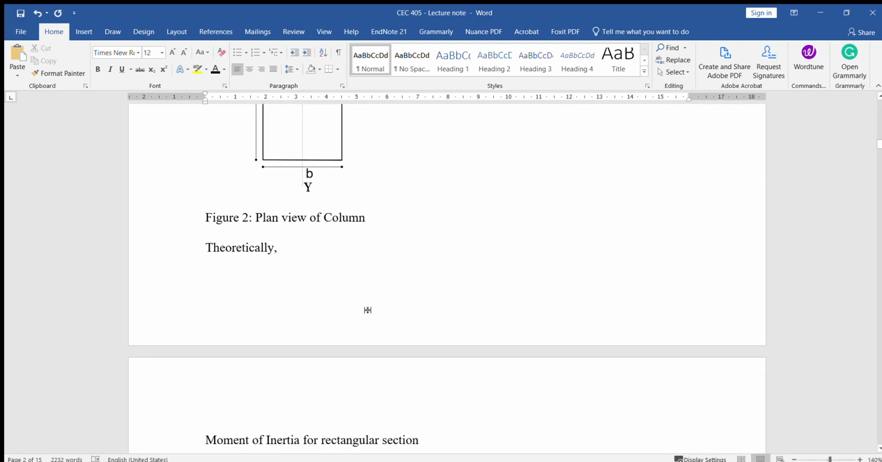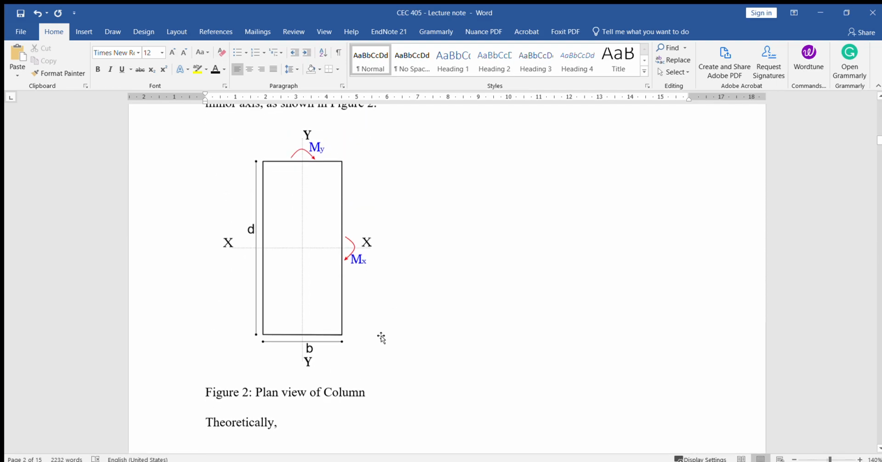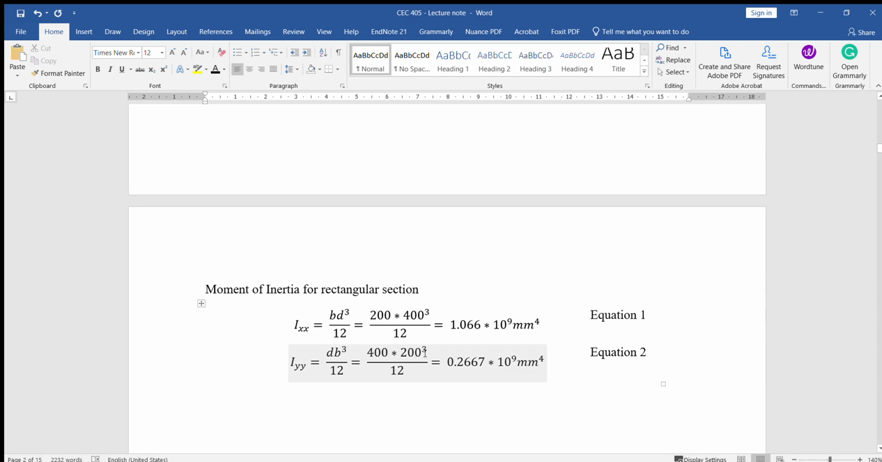So what we are going to do is calculate our moment of inertia, which is our Ixx and Iyy. You all know your moment of inertia for a rectangular section: we have it as bd cubed over 12. So our b, which is breadth, is 200, and our d is 400. We calculate it along the x-axis and along the y-axis. So you can see that there's a difference here. When we are taking the x-axis, we are using b as the single term, but when we are taking the y-axis, d is the single term, while b is cubed.